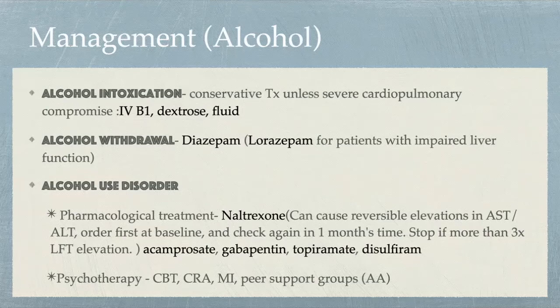for example, Alcoholics Anonymous, AA meetings. For naltrexone use, we have to check the liver function test as a baseline and then check again after 1 month, because it can elevate the liver enzymes. If the liver enzymes are elevated more than 3 times, then naltrexone should be stopped. And naltrexone is found to be the first line medication used in alcohol use disorder.